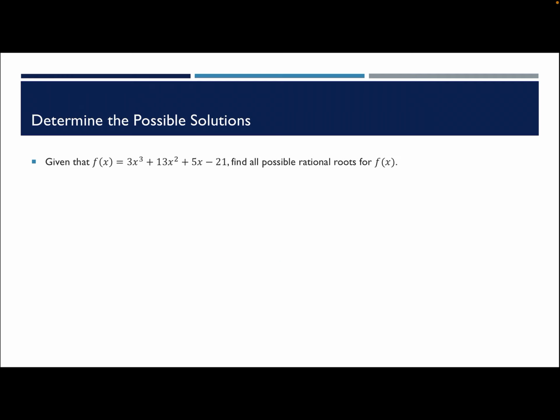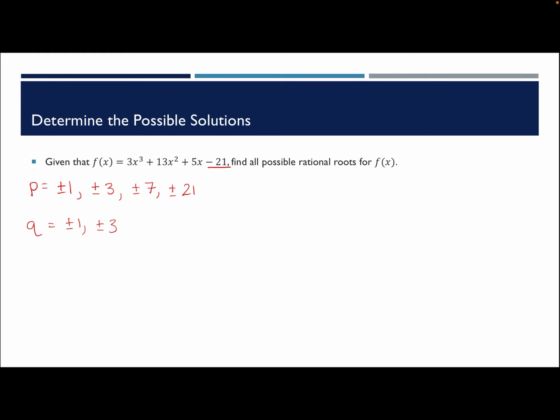So next we have a different function. We have 3x cubed plus 13x squared plus 5x minus 21. And we want to find all of the possible rational roots for this function. So our p is going to be 21. So we're going to have all of the factors of 21. So that's plus and minus 1, plus and minus 3, plus and minus 7, and plus and minus 21. And for q, we're going to have plus and minus 1 and plus and minus 3.